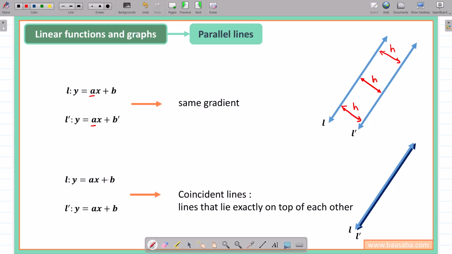But sometimes they have the same gradient and the same constant term as well. It means that the lines lie exactly on top of each other. We cannot separate them with our eyes, and their equations are exactly the same as well. We call these lines coincident lines. They lie exactly on top of each other, so they're basically the same line.